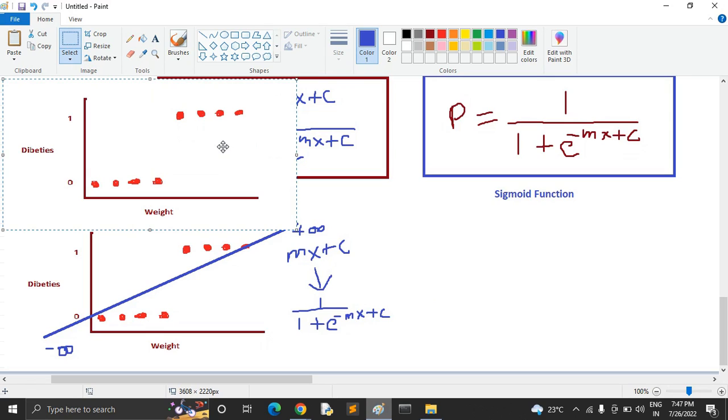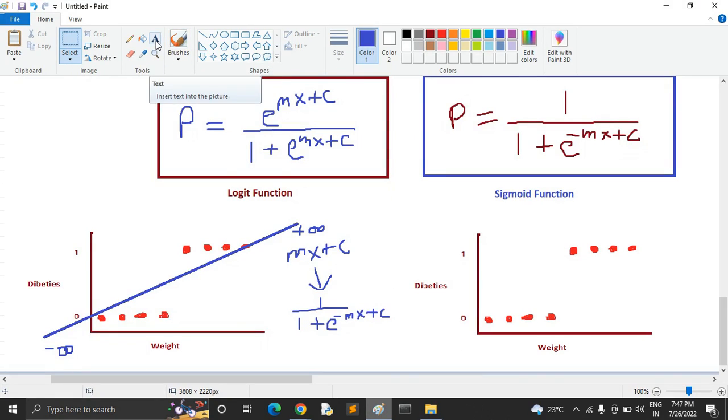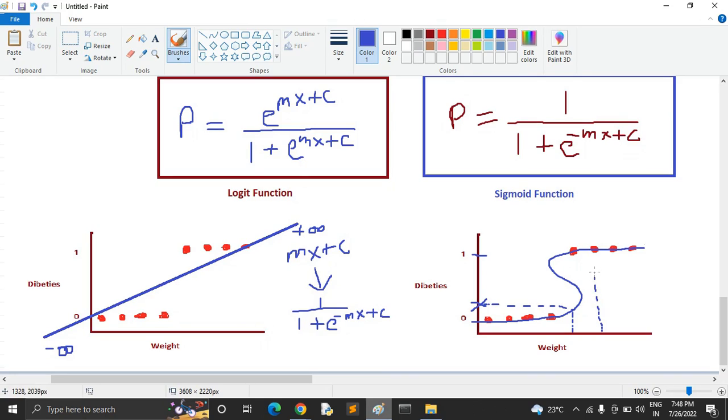So now what will happen is, once you implement this sigmoid function over the equation of line, you will be getting the S-shaped curve, which will definitely give you the range of 0 and 1. So it doesn't matter what your weight is, the probability value will always lie between 0 and 1.